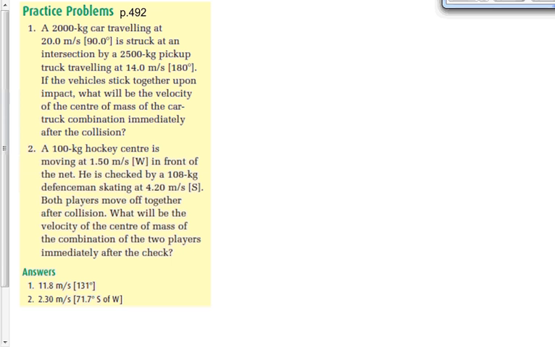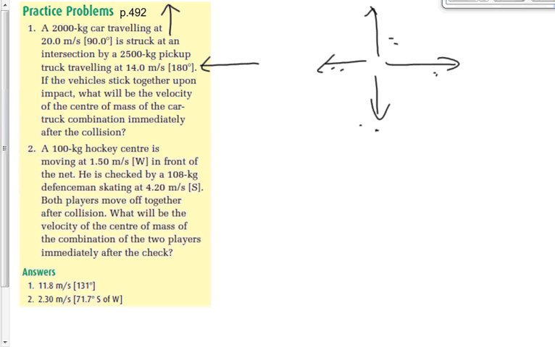Just a quick little reminder, 180 degrees is which way? Position 1, 2, 3, or 4? Position 3, right? 180 degrees is position 3. 90 degrees is position 1, 2, 3, or 4? Position 2. And down here we've got just west and south.